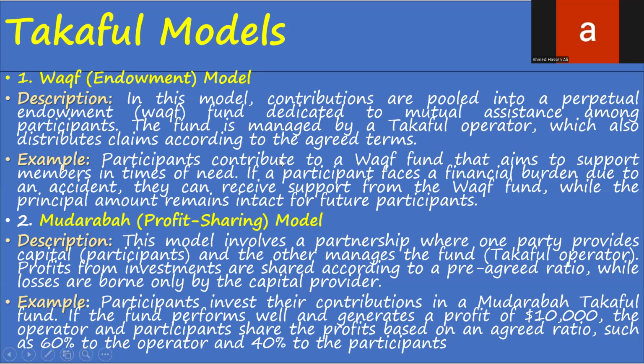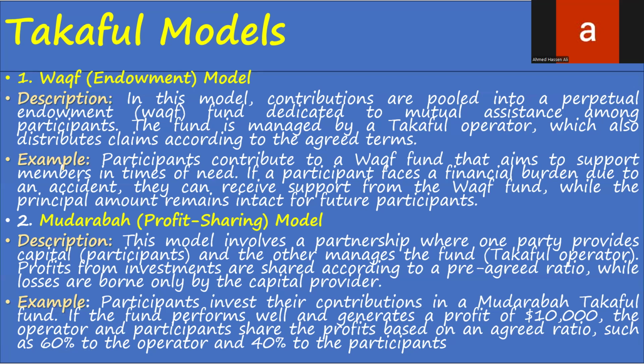So for example, participants contribute to a Waqf fund that aims to support members in times of need. So there is a Waqf, group Waqf. Maybe we are 20, so we decide that we are going to contribute $50 every month. And that if one of the members is faced by a problem, then we will take some money from the Waqf to help the member. So if a participant faces a financial burden due to an accident, for instance, they can receive support from the Waqf fund, while the principal amount remains intact for future participants.